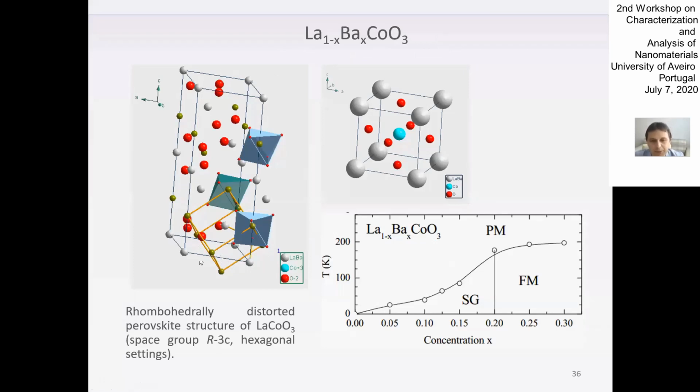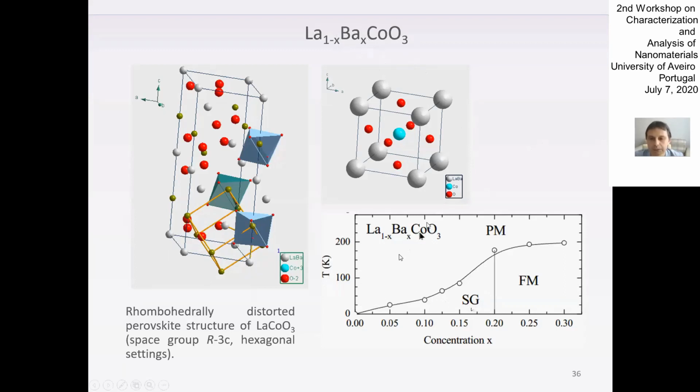A big unit cell, the parameter A is 5 angstroms, and A and B are equal for a rhombohedral lattice. C is about 13. So we have 6 primitive, I mean perovskite, cells inside this big unit cell, and we know how the crystal structure and the properties of this material change as a function of chemical doping with barium ions.